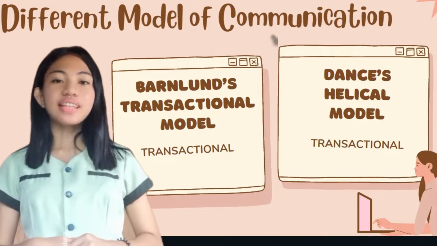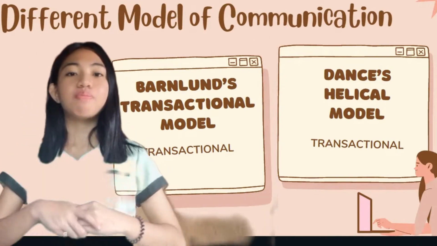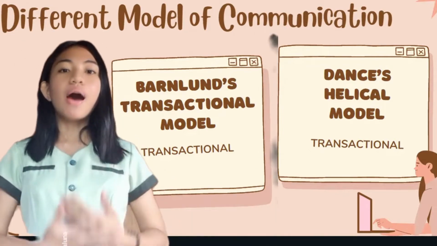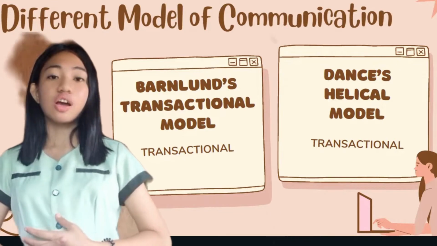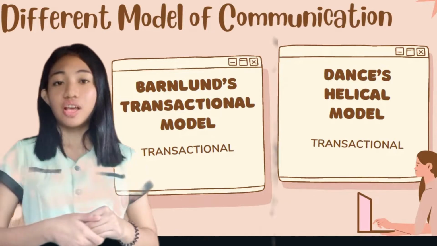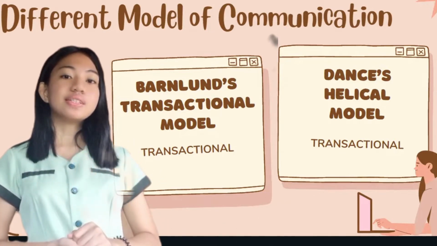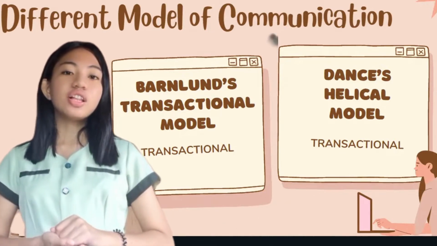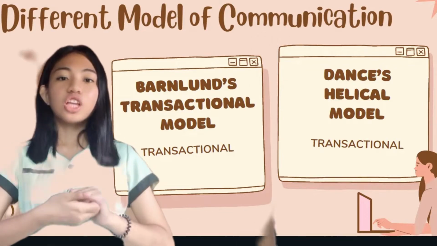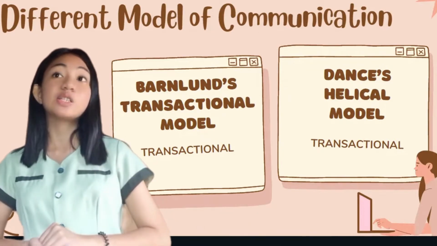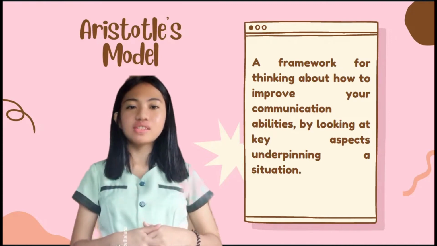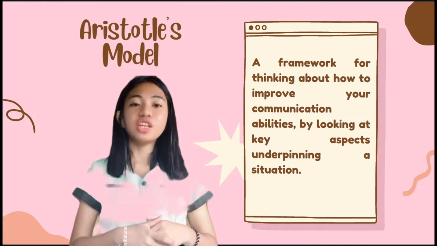For the transactional type of communication, we have here Barnlund's transactional model and Dance's helical model. Barnlund's transactional model of communication highlights the role of private and public cues that impact our messages. Dance's helical model sees communication as a circular process that gets more and more complex as communication occurs, which can be represented by a helical spiral. For further explanation, let us first go through linear models, which explain the one-directional communication process.